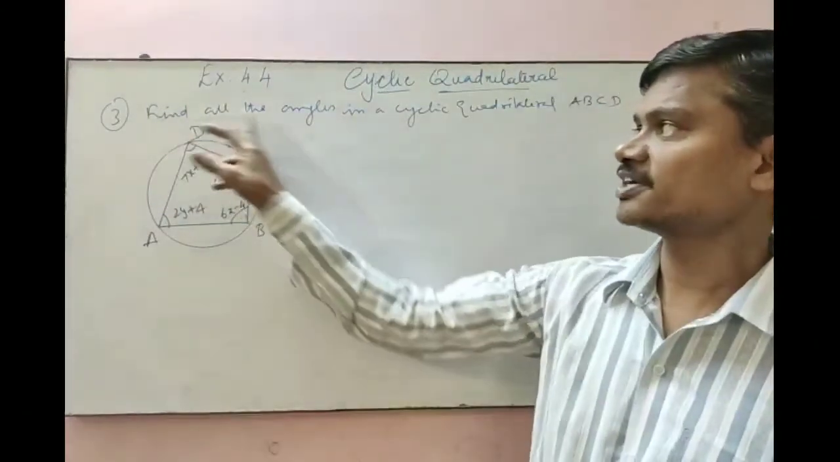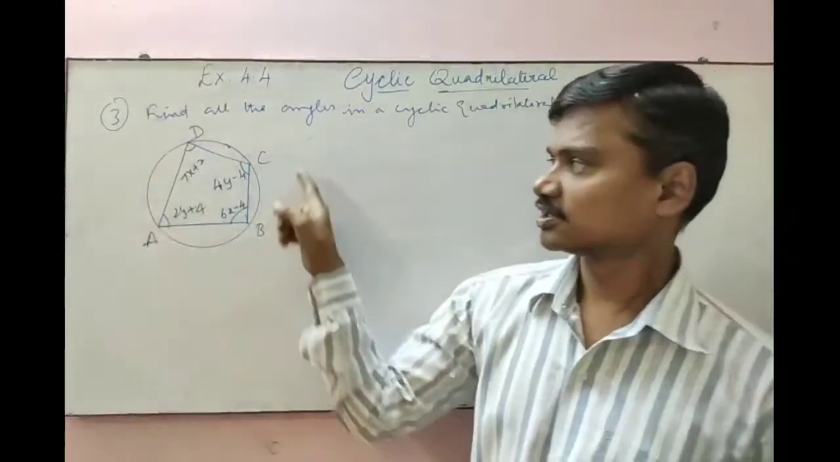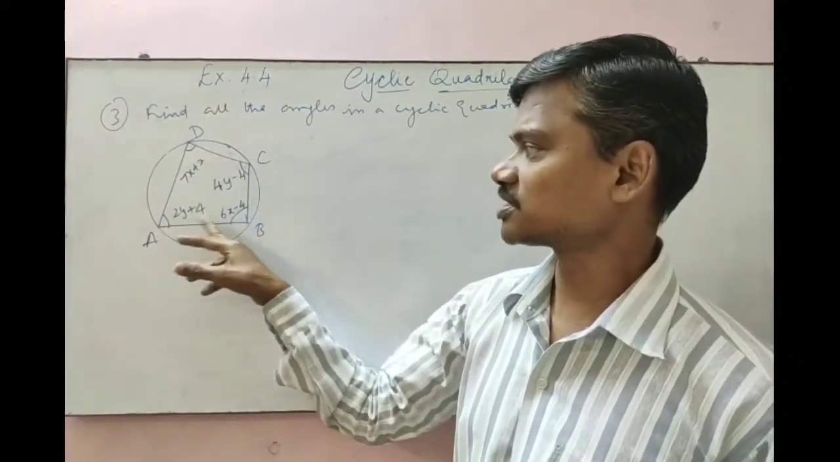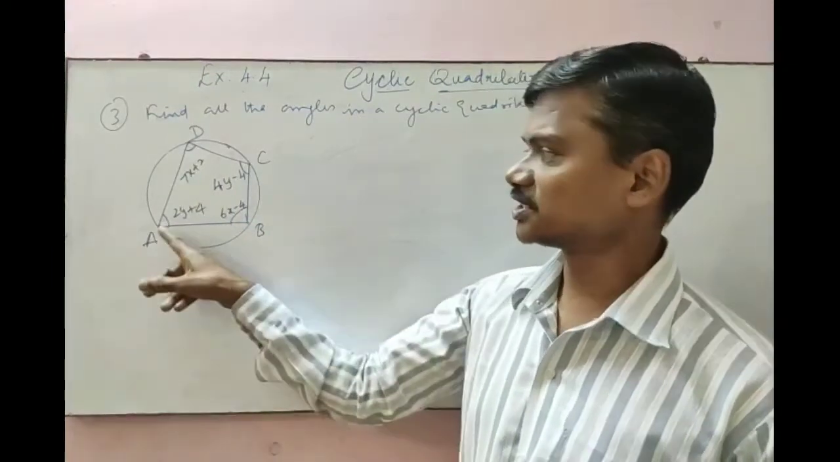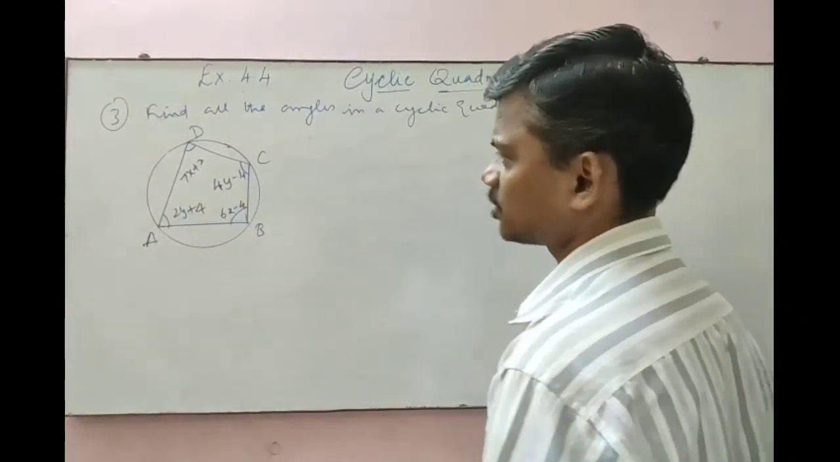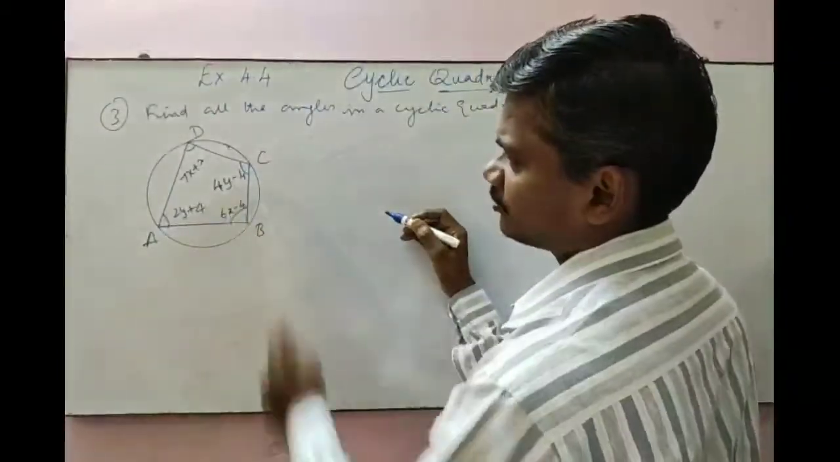Next, the third sum: find all the angles in a cyclic quadrilateral ABCD. Here a cyclic quadrilateral is given to you, and the measures of the angles are given in terms of x and y. We know that in a cyclic quadrilateral, the sum of the opposite angles is 180 degrees. So using that concept, first I am going to find the values of x and y.